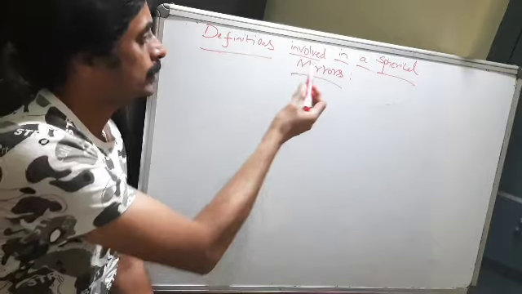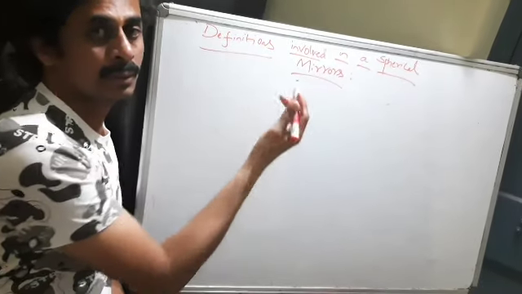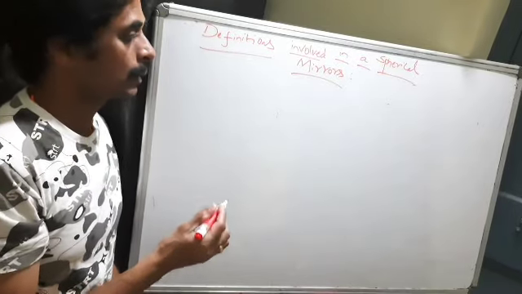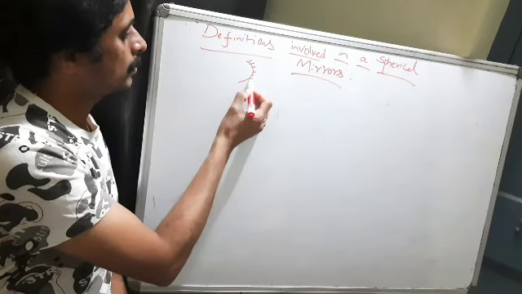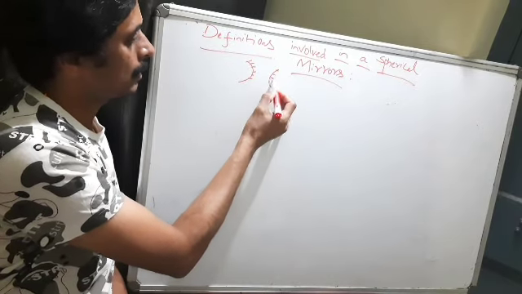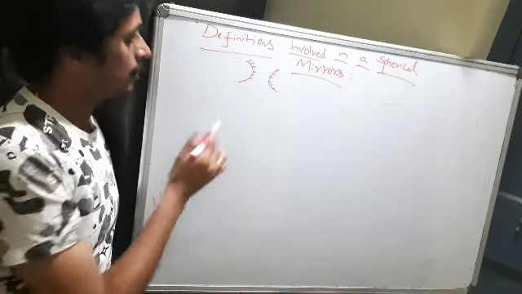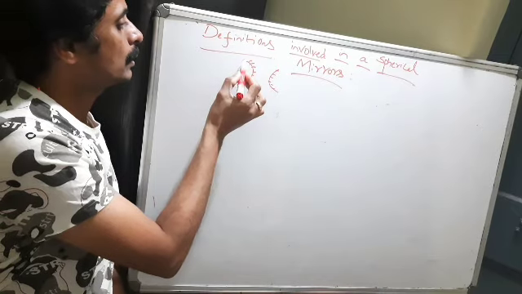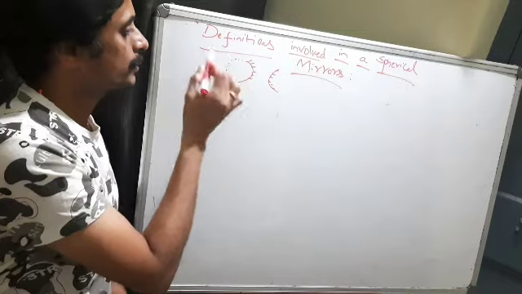Today we'll discuss definitions involved in spherical mirrors. Concave mirrors and convex mirrors are called spherical mirrors. As we studied already, concave mirrors are bulged inside, and convex mirrors are bulged outside. These definitions of concave and convex mirrors we know, and these are called spherical mirrors.